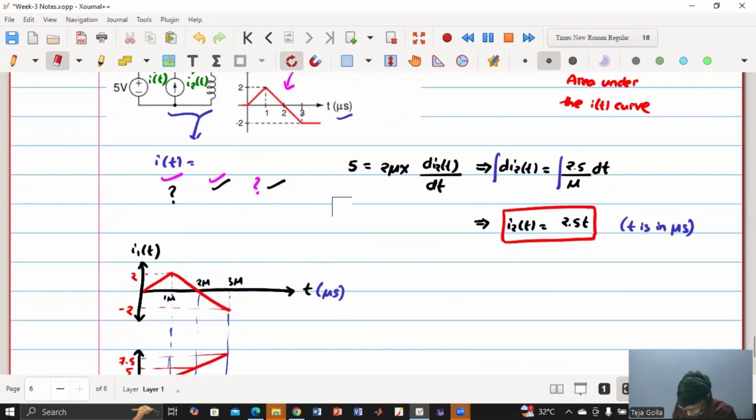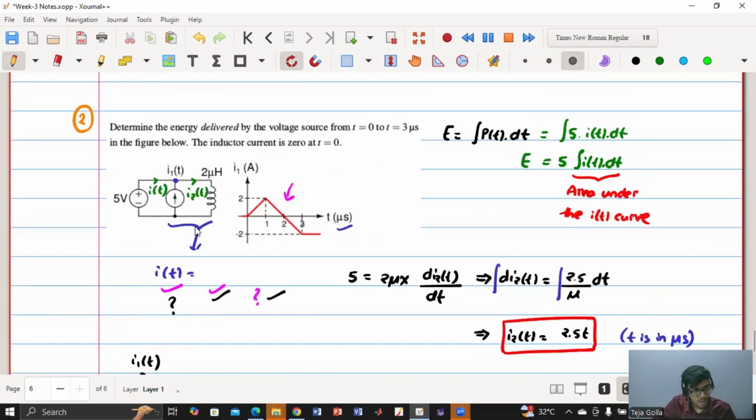Actually, this part I have made a mistake. It will be I2 of t minus I1 of t. So I of t is I2 of t minus I1 of t. I made a mistake in KCL because here we'll get current entering I of t plus I1 of t is equal to I2 of t. So now I of t is nothing but I2 of t minus I1 of t.